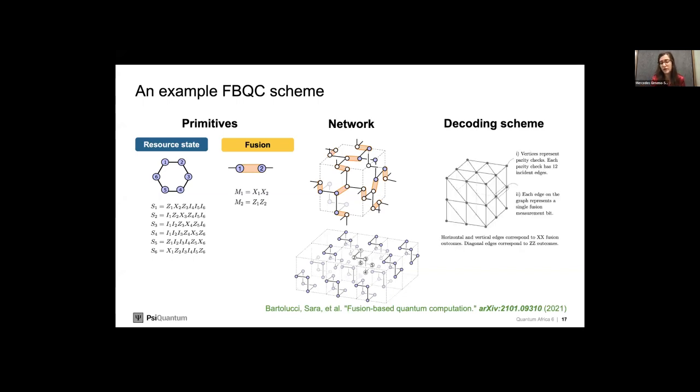It's not enough to have quantum states and some quantum measurements, but those, as I said, correspond to error correcting codes, and we need to be able to decode them. We need to be able to interpret them. So at the same time as defining the network, we also define the decoding scheme. Here, for example, I am showing a syndrome graph that is basically used to decode a fusion network like this one.